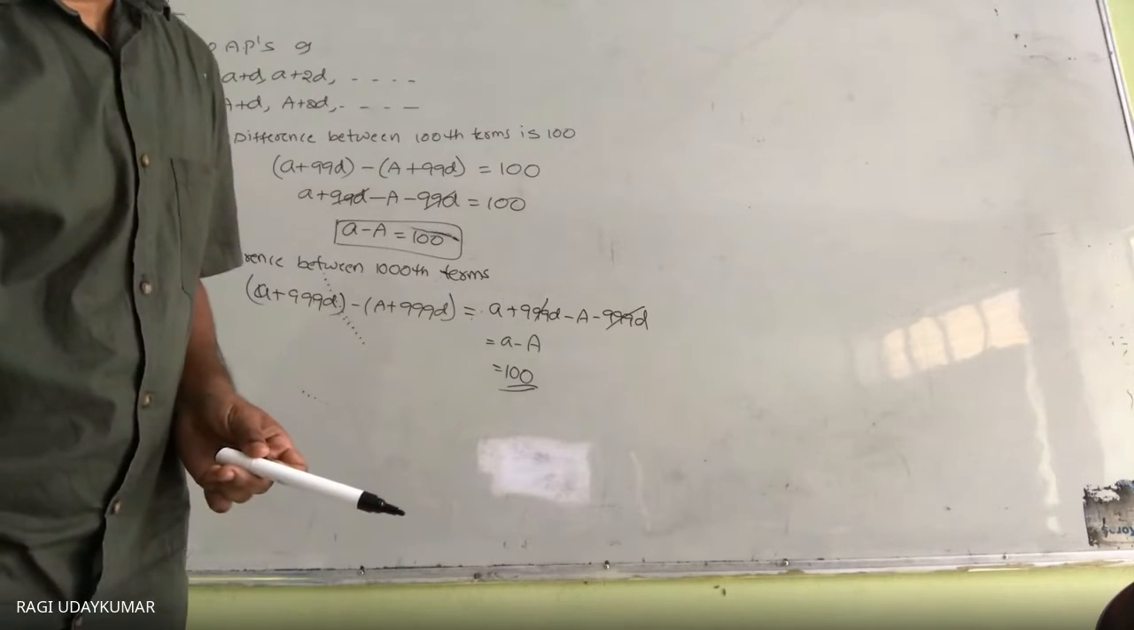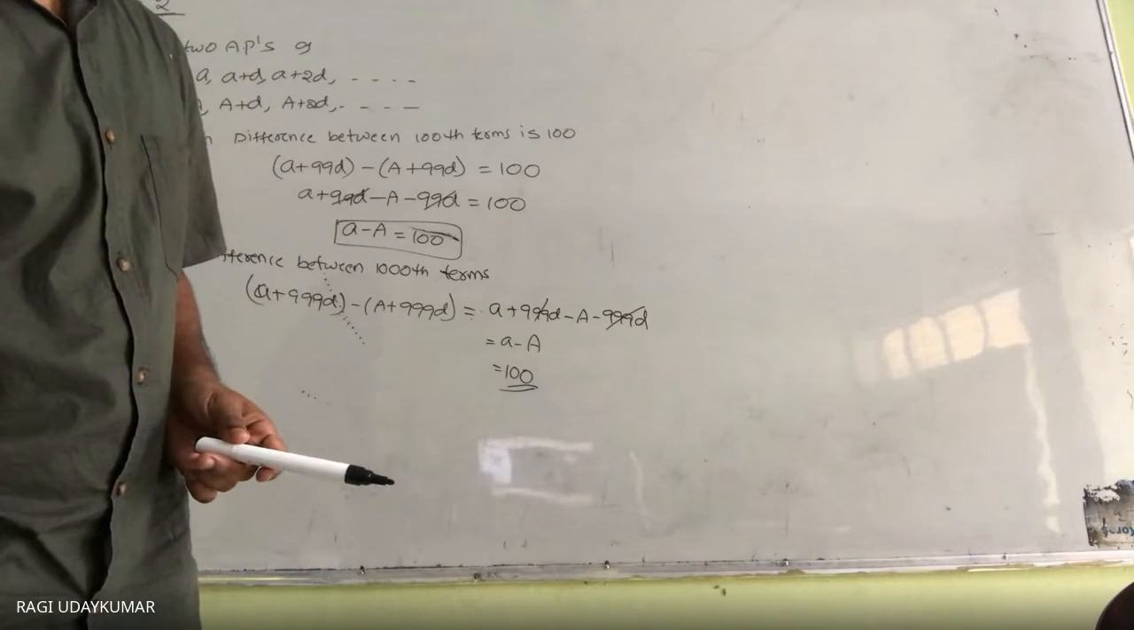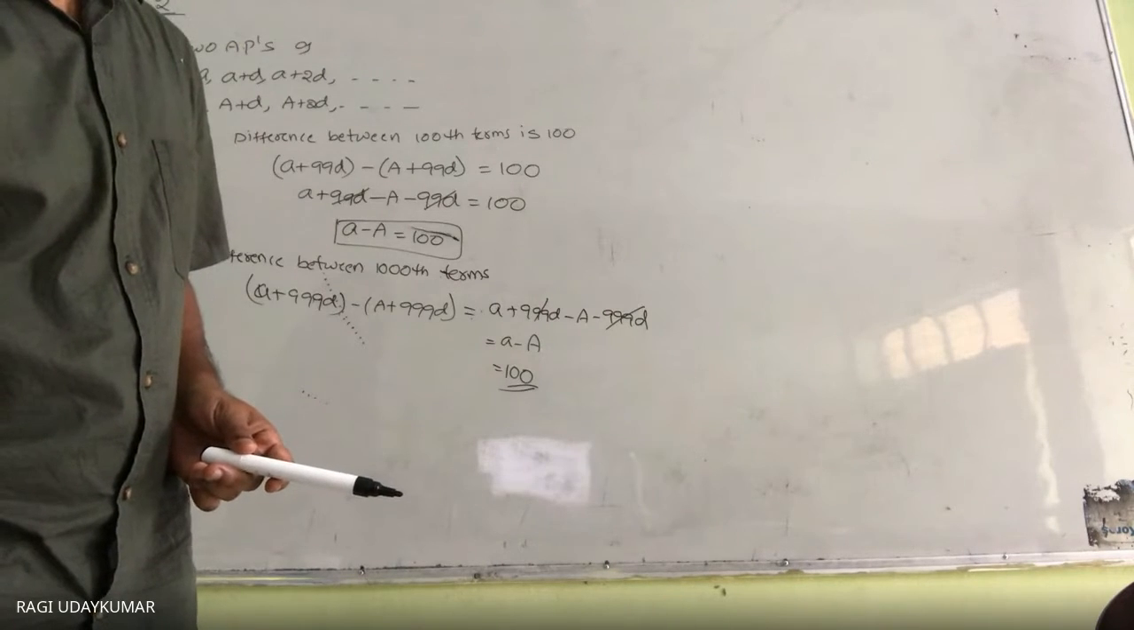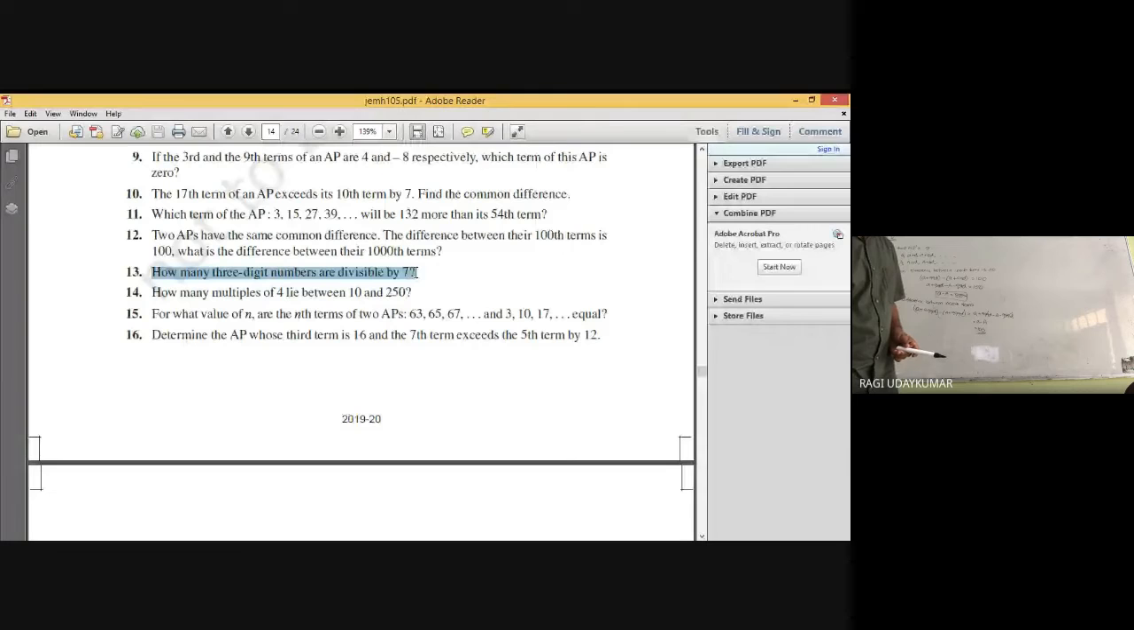Okay, sir. So next, the coming problems are really very interesting problems. Whatever problems we are getting next here: How many 3-digit numbers are divisible by 7? The question is, how many 3-digit numbers are divisible by 7?